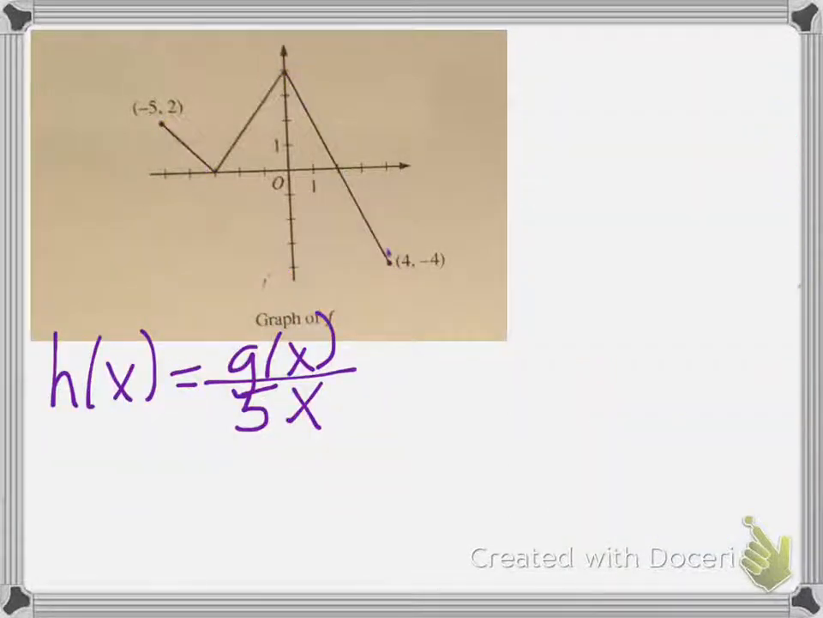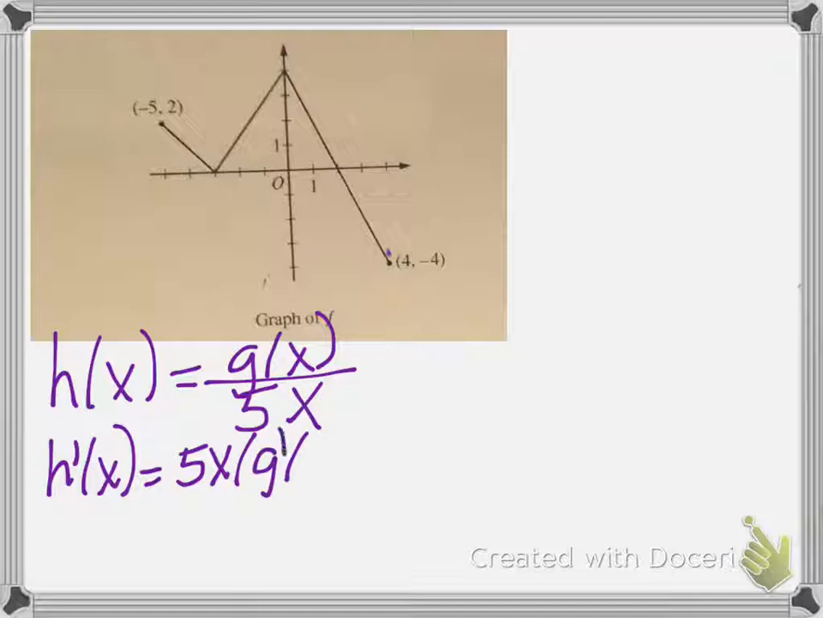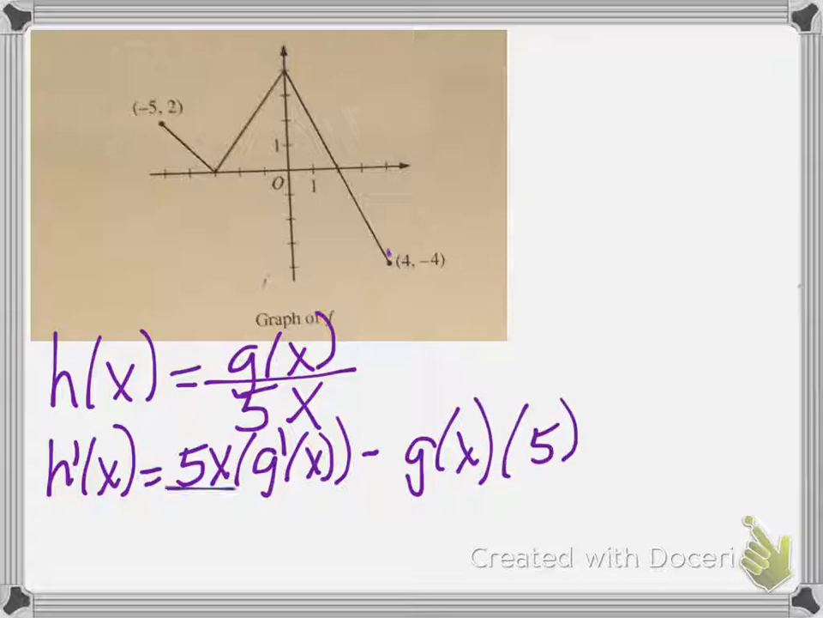Okay, for part C, we need to find h prime of 3. Before we could do h prime of 3, we have to find h prime. Okay, so we're going to do the derivative. This is going to be a quotient rule. So it's going to be the bottom times the derivative of the top, which is just g prime of x, minus the top times the derivative of the bottom, all over the bottom squared.